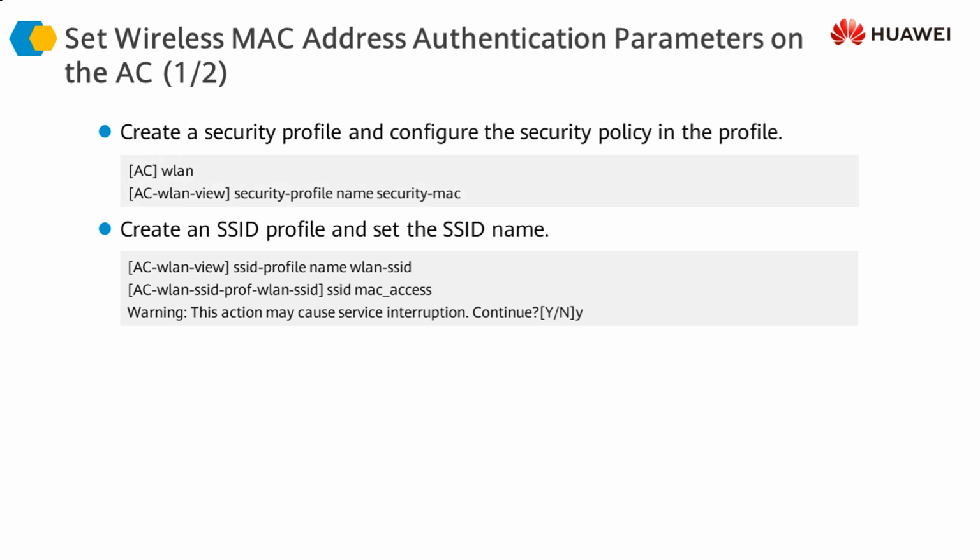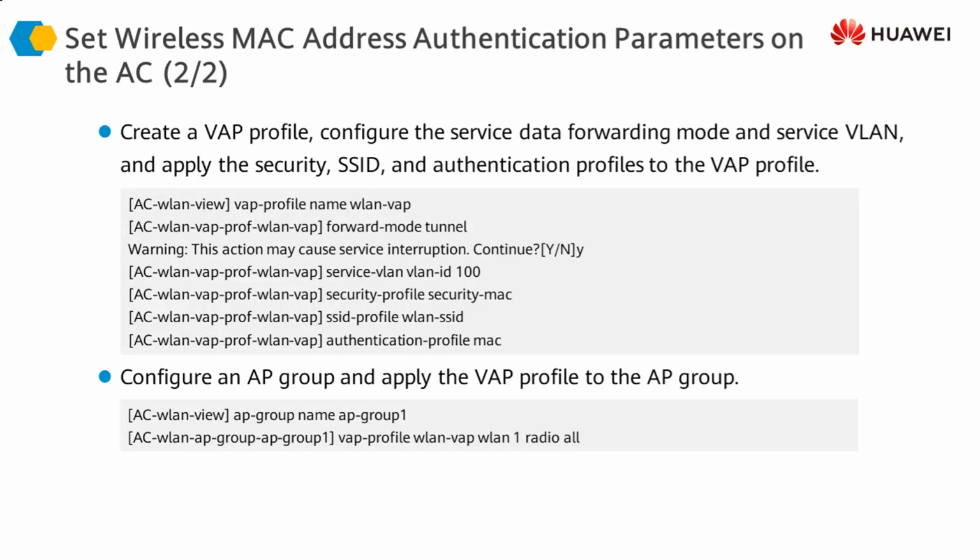We enter the wireless LAN configuration mode. Here we configure the security profile and name it security-MAC. Then we configure the SSID profile and we assign an SSID, for example, MAC access. Then we configure a WLAN profile, configure the forwarding mode as tunnel service VLAN 100, and then we combine or call the security profile, the SSID profile, and the authentication profile which we have already configured. And then we assign this WLAN profile to the AP group which we must already have configured and assign the access points to this AP group.